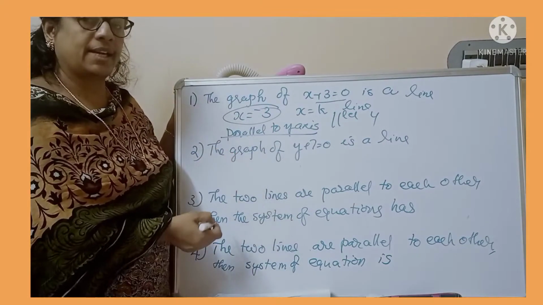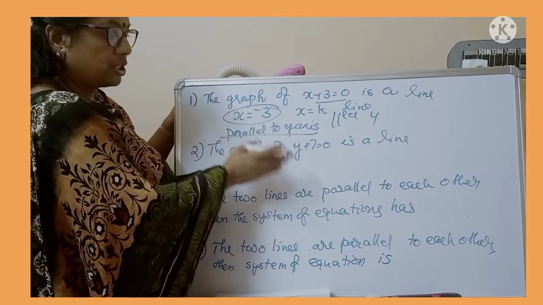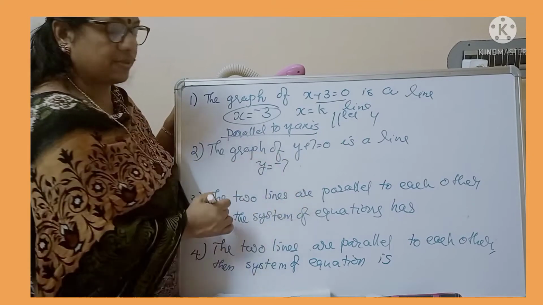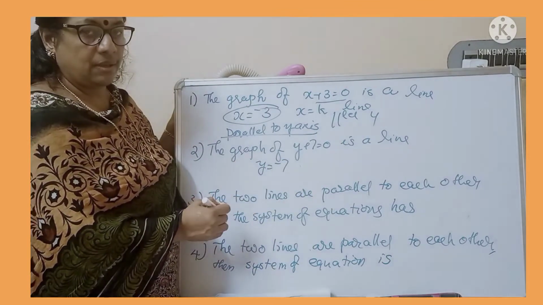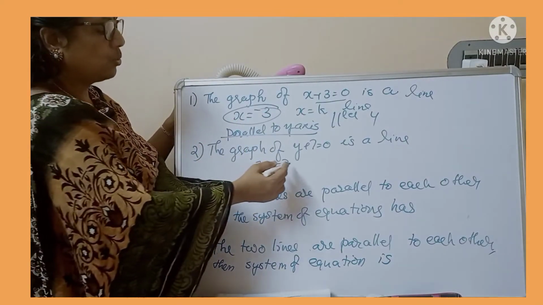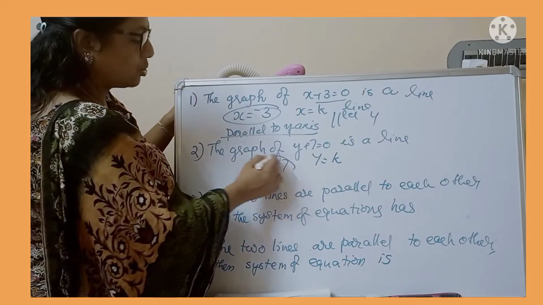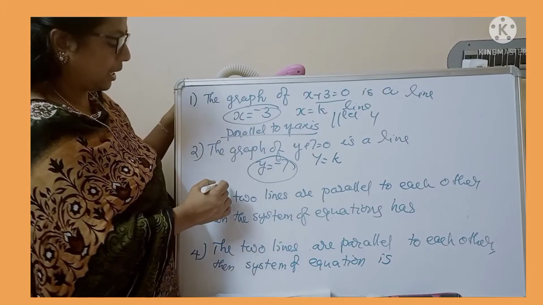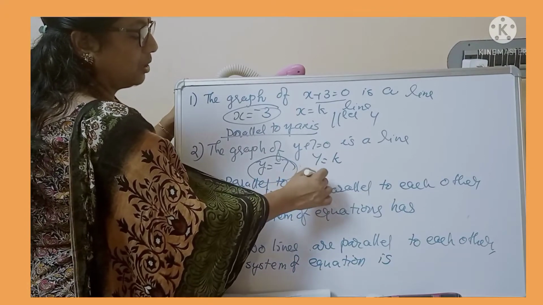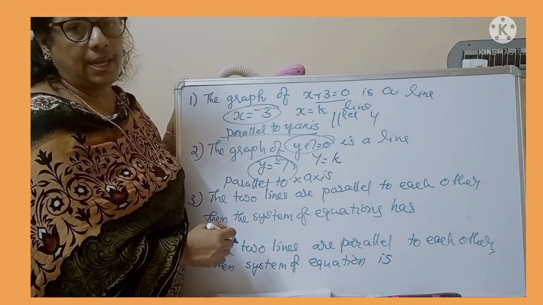And what about the second one? The graph of y plus 7 equal to 0. The opposite of the first question. Y plus 7 equal to 0, so y is equal to negative 7. X equal to a constant is a line parallel to y-axis. So y equal to a constant is a line which is parallel to x-axis. So y equal to negative 7 is a line which is parallel to x-axis, or y plus 7 equal to 0 is a line which is parallel to x-axis.